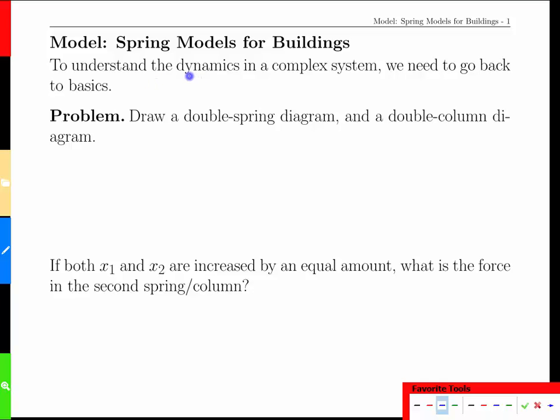When we begin to study the dynamics, or how things change in a complex system, it seems less obvious on the surface than our earlier models with a single spring mass, for example. So what we're going to do is go back to basics. To start off with, let's imagine our building system here, a two-story building. And what are the physics involved with this?